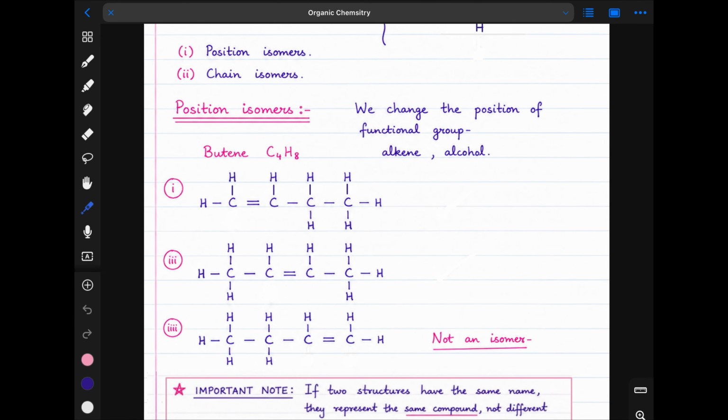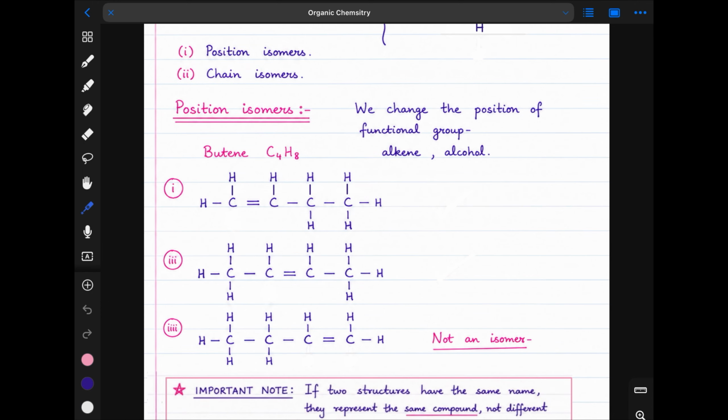Furthermore, let's talk about the two main types of the structural isomers: the positional isomers and the chain isomers. Let's first talk about the positional isomers. So you can see that the name itself contains a clue. This word position tells us that we have to change the position of something. And that thing can either be the functional group or this carbon-carbon double bond.